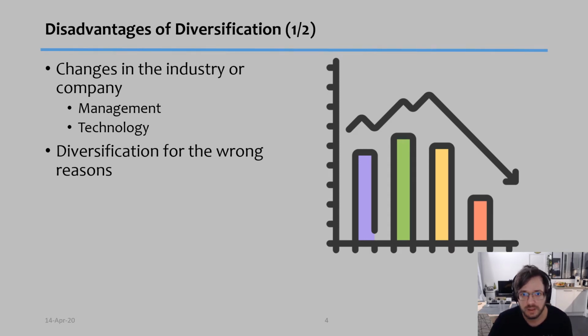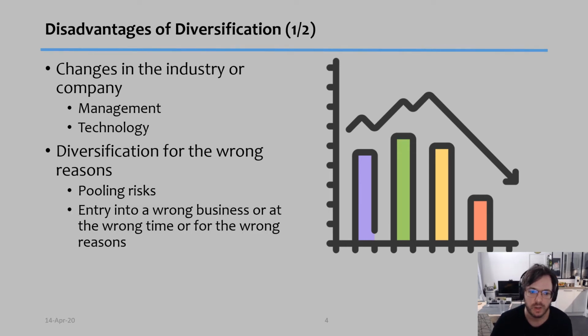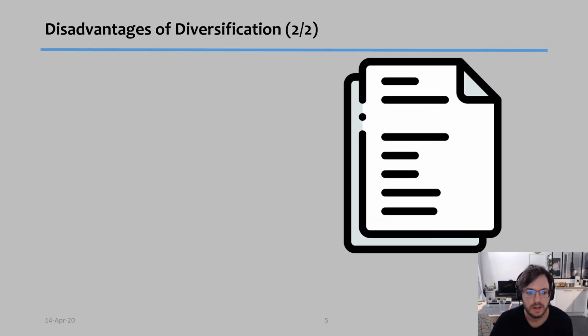Also, you might be diversifying for the wrong reasons. For example, you might be diversifying to pool risks. In other words, trying to divide the risks of your business when in reality maybe the business already has some issues that should be addressed first. Maybe you're trying to enter into the wrong business, or at the wrong time, or for the wrong reasons. And therefore, this can be very dangerous indeed for the business if you're not diversifying for the right reasons.